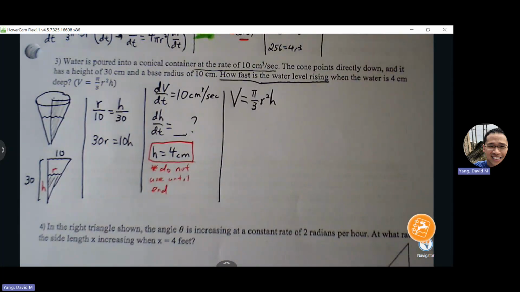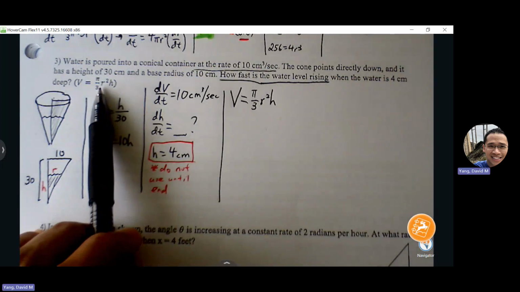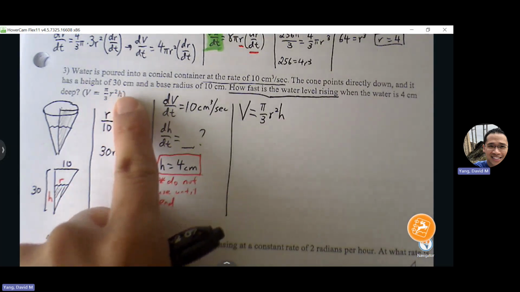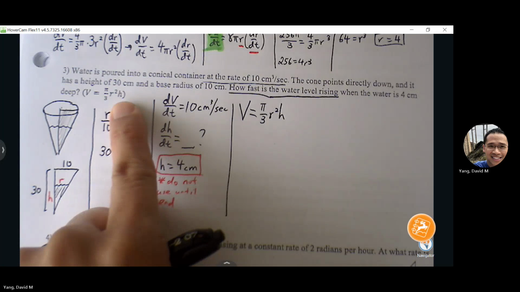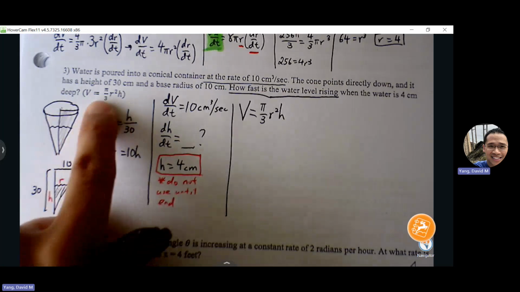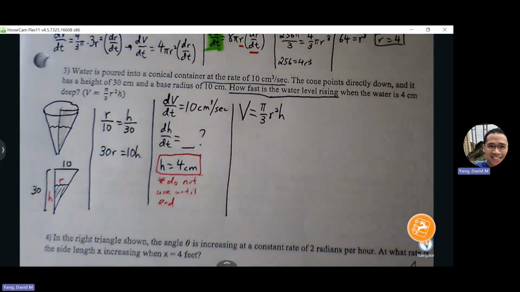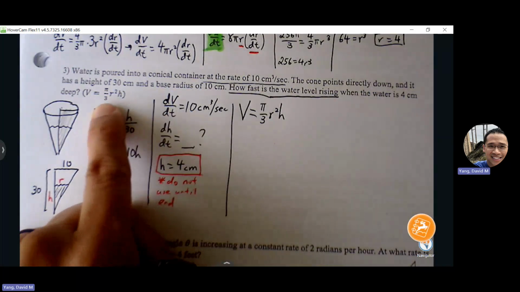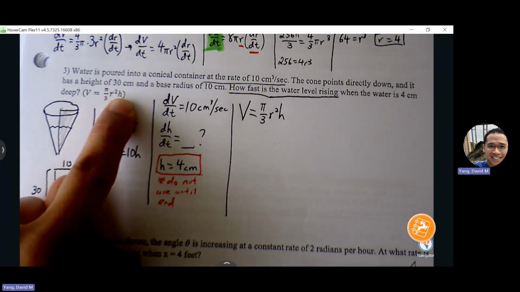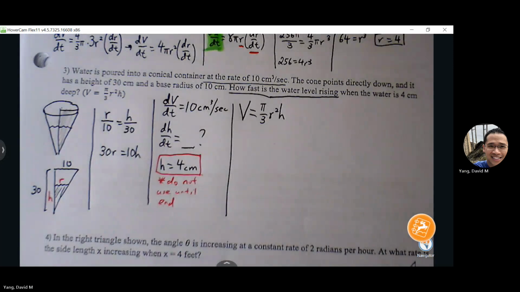Why is it pi over 3 r squared, and not pi over 3 r cubed? The volume formula for a cone is pi r squared, and then the height is h over 3. A circle is pi r squared, and h is that height. So you still get the area, and you still get that third dimension there. But pi r cubed would be more for something like a sphere.